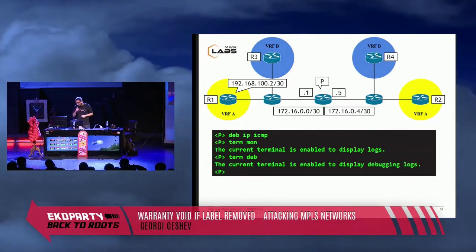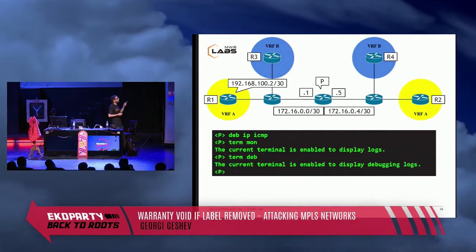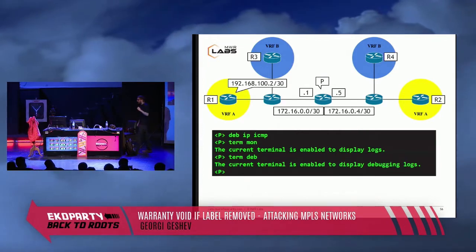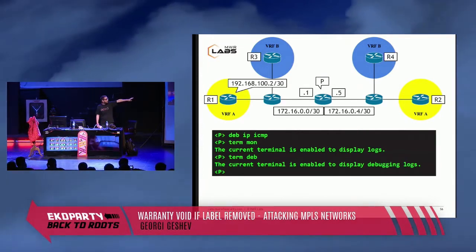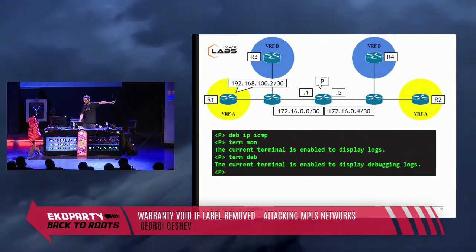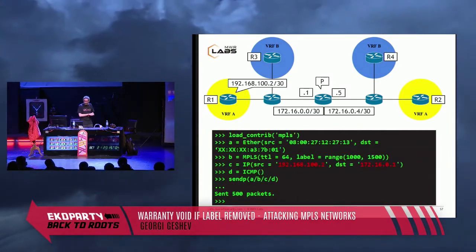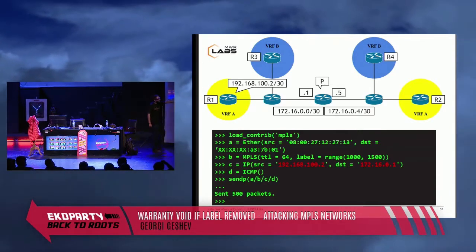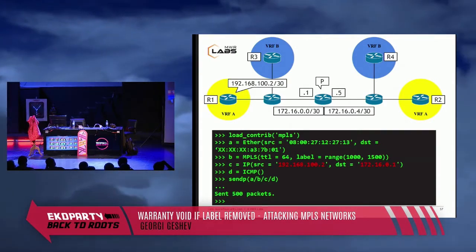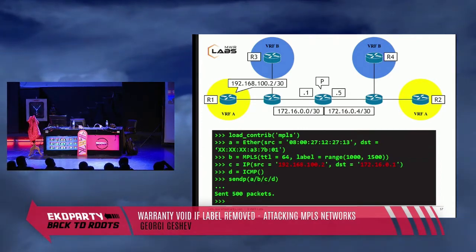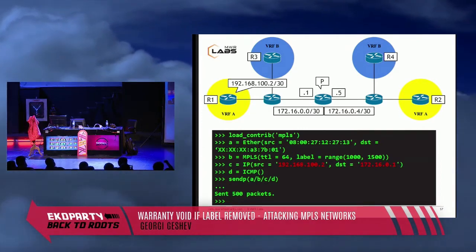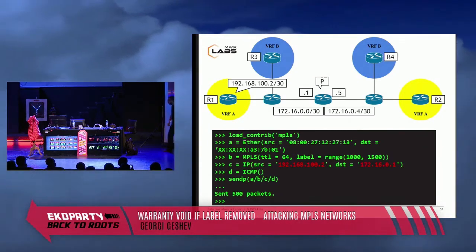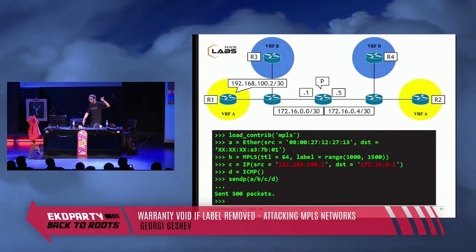So if we log into the P-device, enable ICMP debugging, enable logging functionality on the terminal that we use, and perform something really similar to what we did for the client attack. But in this case, the only difference is that we use the service provider's internal MPLS IP address instead of the far-end VRFA customer edge device IP address. The MPLS label range remains the same.